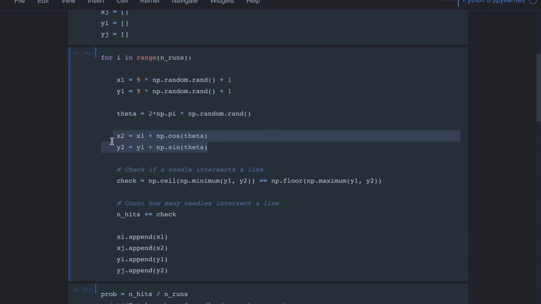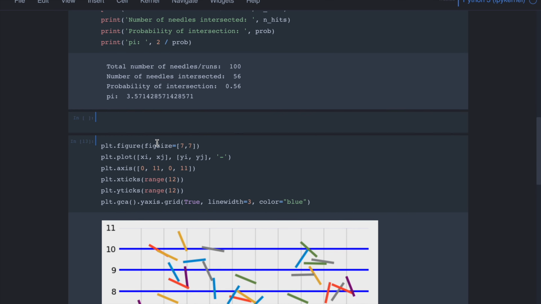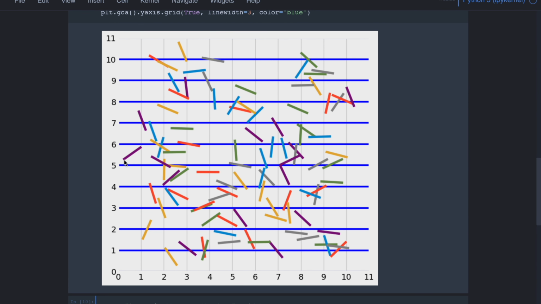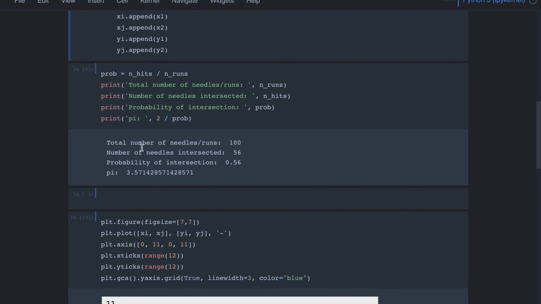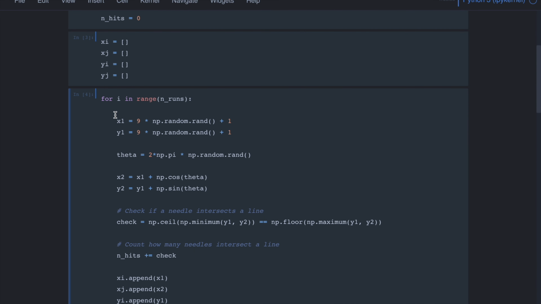So by this time we have generated one needle. We have generated an x1, y1, and a theta. Using these three values, we have computed the x2, y2 values, which means we have generated one needle. So with this code we have generated one needle.